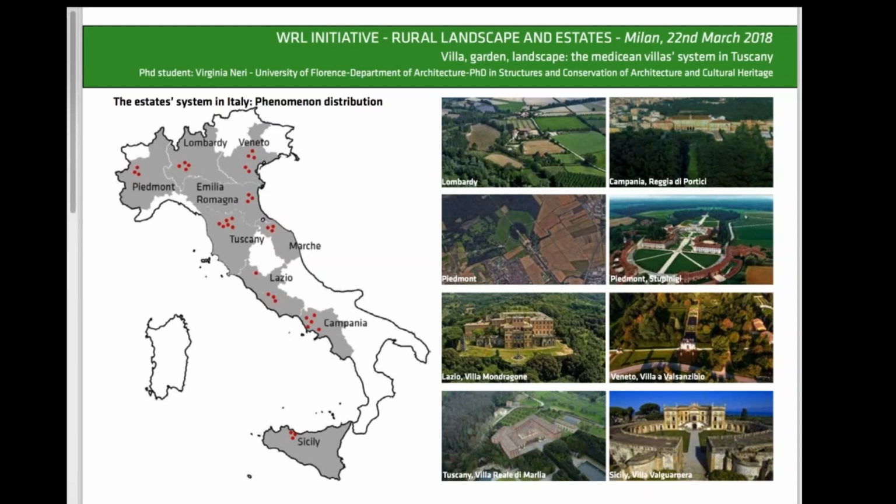And the systems of the villas are very different from north to south. Also, the site changes every time. Sometimes we find villas on slopes, for example, Villa Mondragone in Lazio and all Lazio villas, and also in Tuscany. For example, all the villas near Lucca, such as the Villa Reale di Marlia. And sometimes they are in plain, such as the Veneto villas and the Lombard farms.